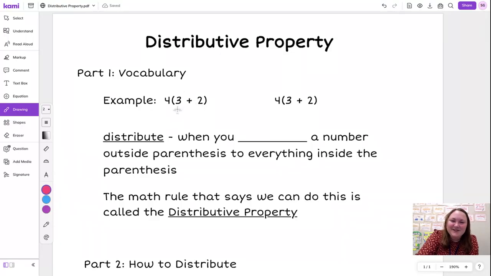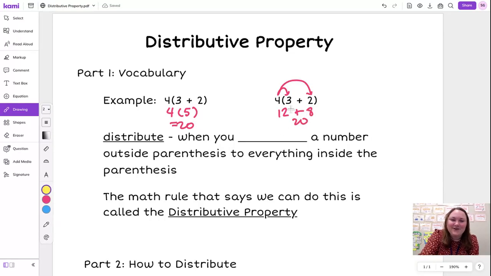In the past, we've learned that you should solve the parentheses first and then do your multiplication to get your answer. But there is another way you can do this. We've learned that a number next to parentheses like this means multiplication. So this problem means I need to multiply 4 by 3. The difference for this problem, though, is the parentheses are around the 3 and the 2. So it doesn't only mean multiplying 4 by 3, but it also means 4 by 2. And then notice we get the same answer.